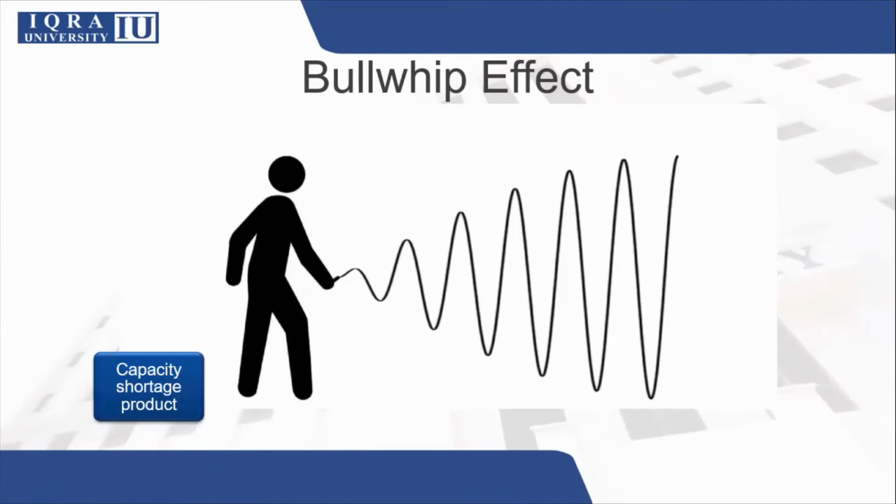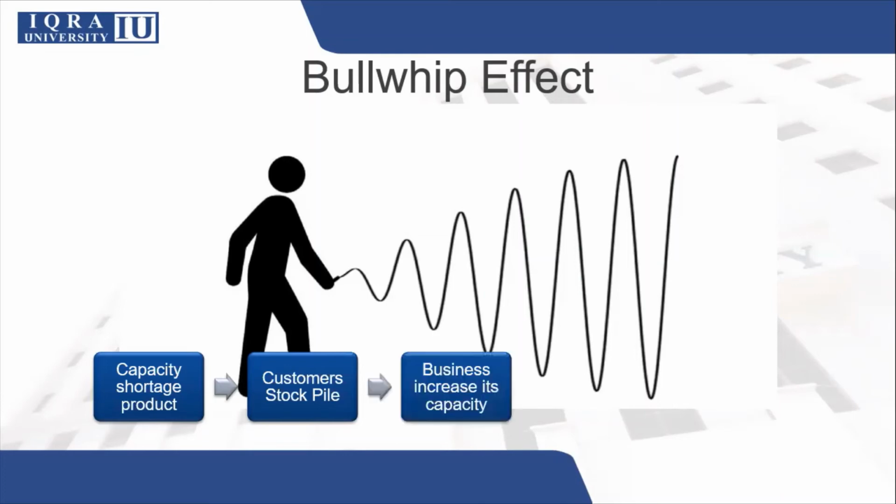So assume that there is a capacity shortage of products. Because of that, you give a notification to your customers that you cannot provide them with some of the products that they require. Now, because of that, your customers will want to stockpile and they might increase their future orders a lot. So you will get high future orders, and because of that, you will increase your business's capacity because you think that the demand has increased.